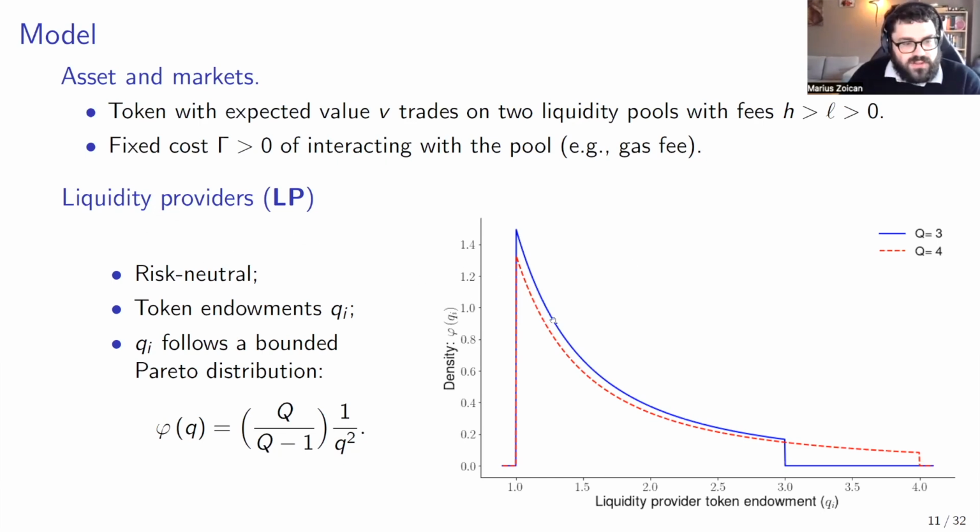So we have a continuum of liquidity providers with various endowments, which we denote Q_i. These guys are risk neutral, and there's actually no risk in the model to begin with, but they have linear utilities. And Q_i follows a bounded Pareto distribution between 1 and this capital Q. What do we want to get at with this Pareto distribution? We want to see that there is a large mass of small liquidity providers in the market, many retail traders, and a smaller number of really big ones. The exact functional form is not crucial for the results, but it helps us get a nice closed-form solution with this setup.